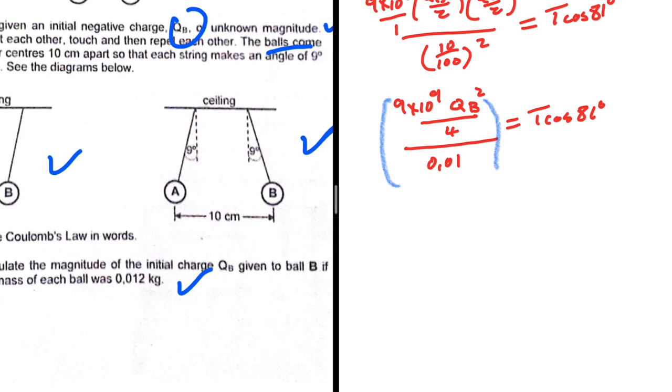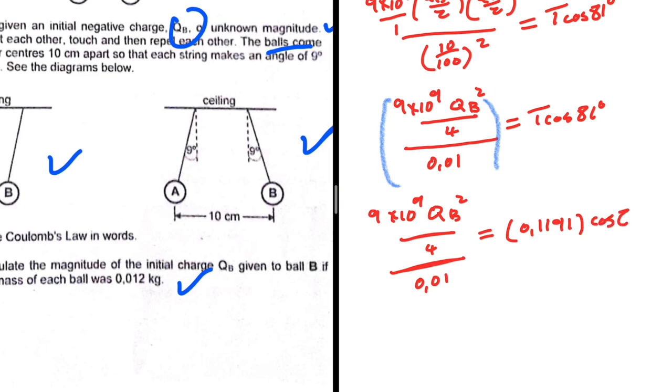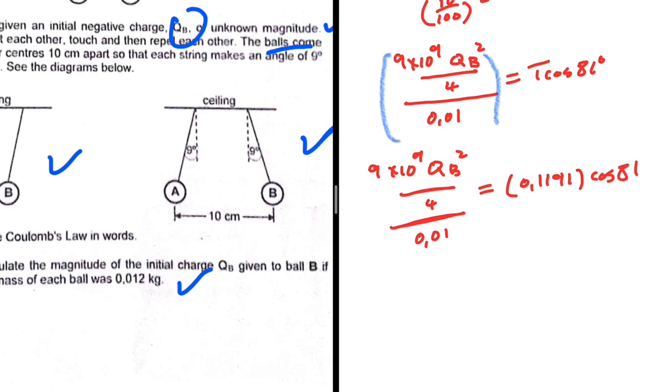Right, so now I have 9 times 10 to the power 9 QB squared divided by 4, everything divided by 0.01 being equal to T. T is 0.1191 and then cos of 81. So let me put the right hand side in the calculator. Alright, so 0.1191 multiplied by cos of 81.